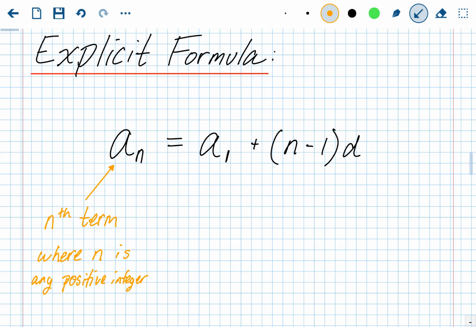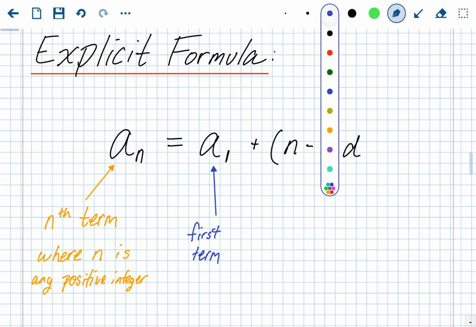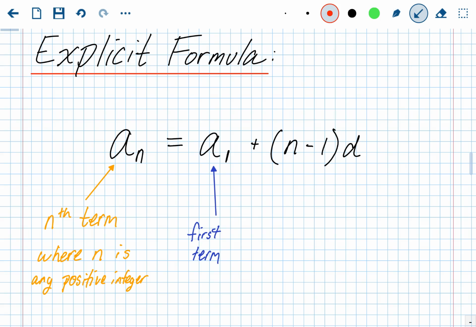I mentioned the first term. The first term is part of the formula. The first term is a sub 1, so a sub 1 represents the first term in the sequence. What's next? We've got plus, and we know what the plus means. We've got parentheses, n minus 1. We know what minus 1 means. N ties back to the nth term. N is the term number. So if you try to find the 10th term, n would be 10. If you try to find the 100th term, n would be 100. So it's always n minus 1.